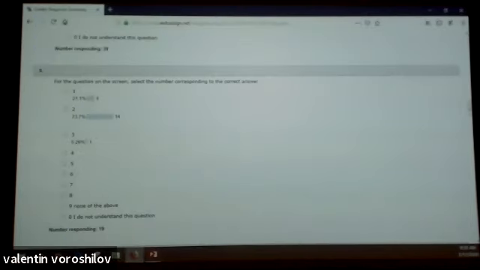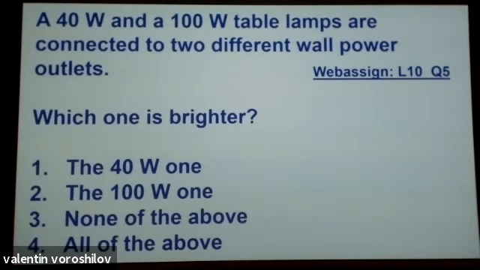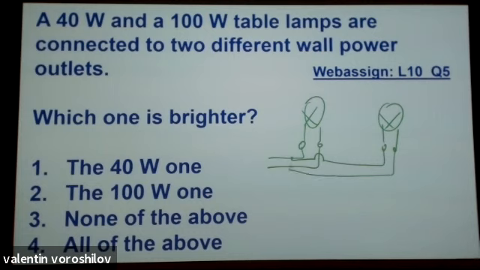Question number 5. Why is the distribution? We just solved the problem. You've got two bulbs. How do we connect them? In parallel, they are connected to the same meter. Everything at home is connected in parallel.